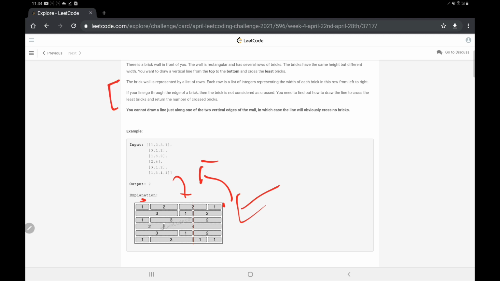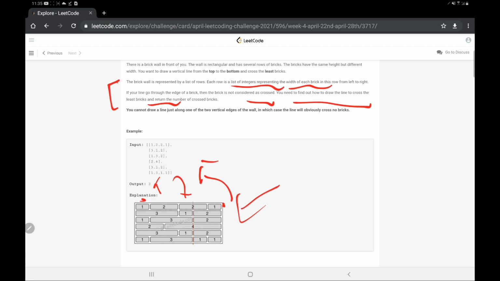So the brick wall is represented by a list of rows. Each row has a list of integers that represent the width as we go from left to right. If your line goes through the edge of a brick, then the brick is not considered as crossed. You need to find how to draw the line to cross the least number of bricks. So if it passes through an edge, that means it's not crossed, but if it passes through a brick, then it's crossed. We have to draw a line crossing the least number of bricks, and return how many least bricks we can cross.